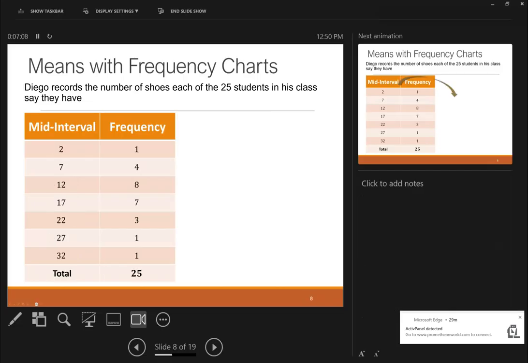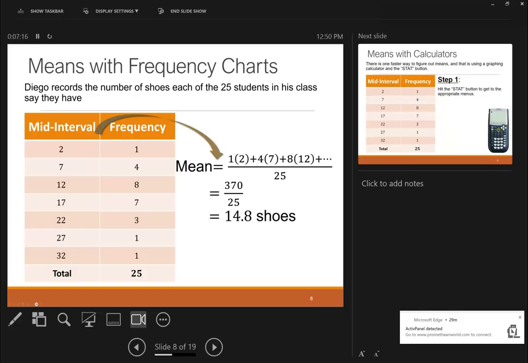So really, this is the data that I'm entering into my calculator and then asking it to do the mean of. Or you can do it by hand. Who's got time? I've got better things to do. So far, so good?